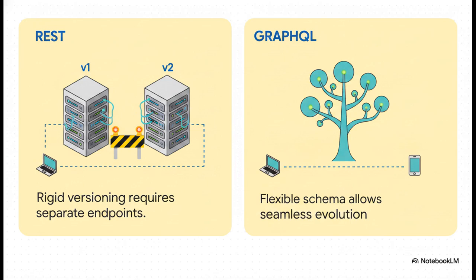GraphQL APIs, on the other hand, don't require versioning in the same way. Because the client is explicitly requesting any combination of fields it wants, you can just add new fields and types right to your schema. Old clients keep asking for the old fields, and new clients ask for the new fields. The API evolves far more flexibly without breaking a thing.